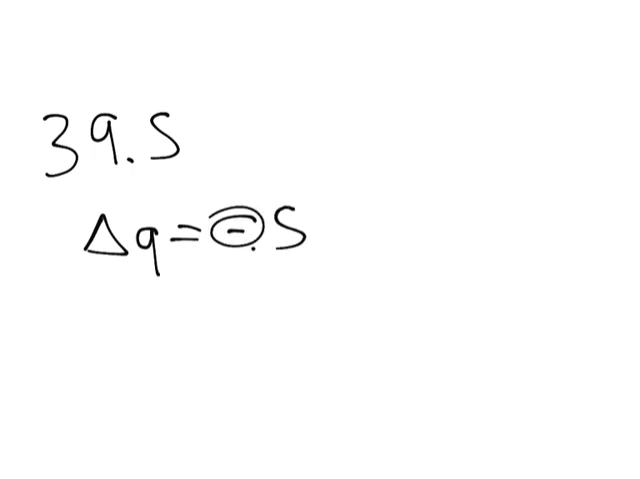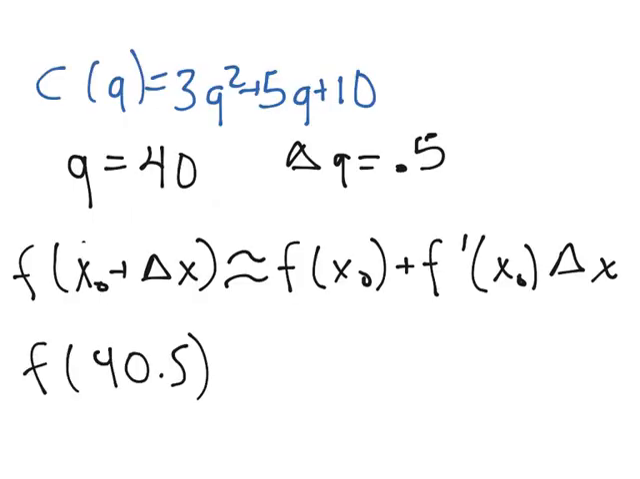also, just as a quick note, if we wanted to see how much it would change if we decrease it to 39.5, our delta Q would be negative 0.5. So you need to keep the sign to know if it's increasing or decreasing, because the change would be different. And so in this case we know that it's positive 0.5.